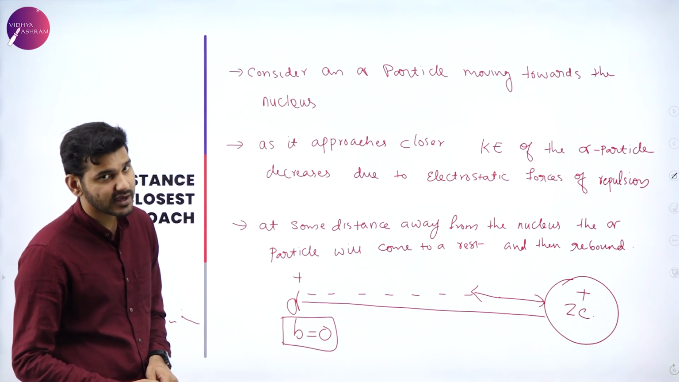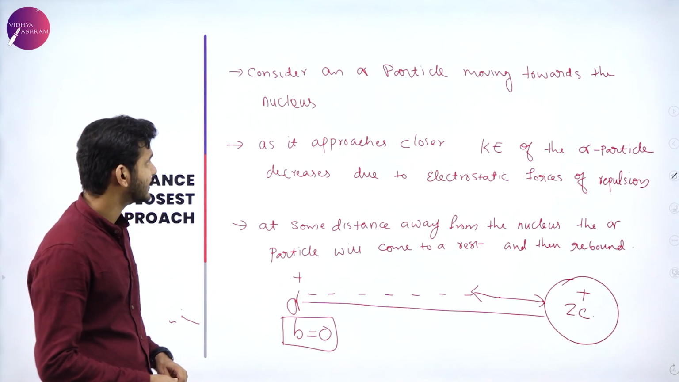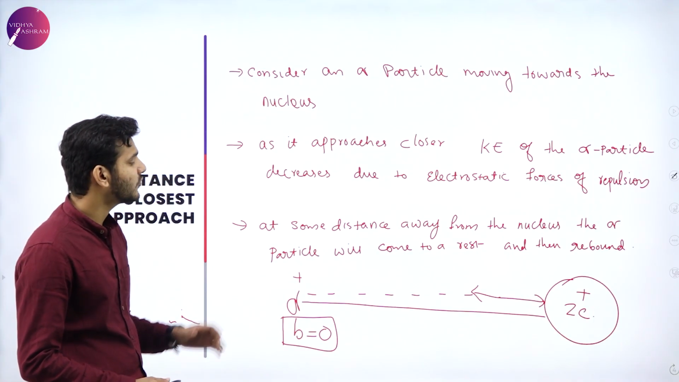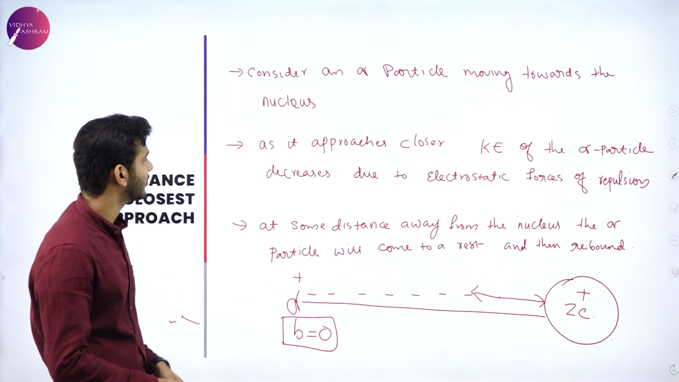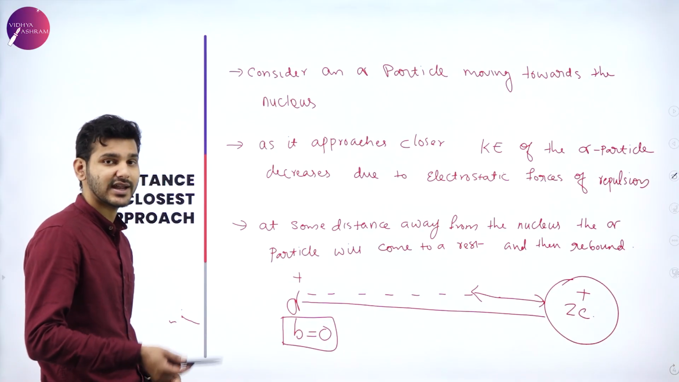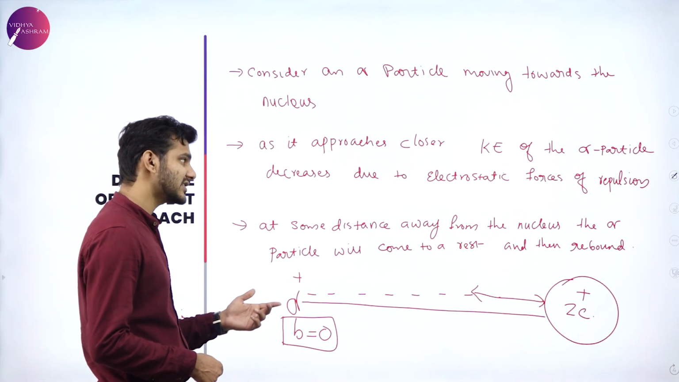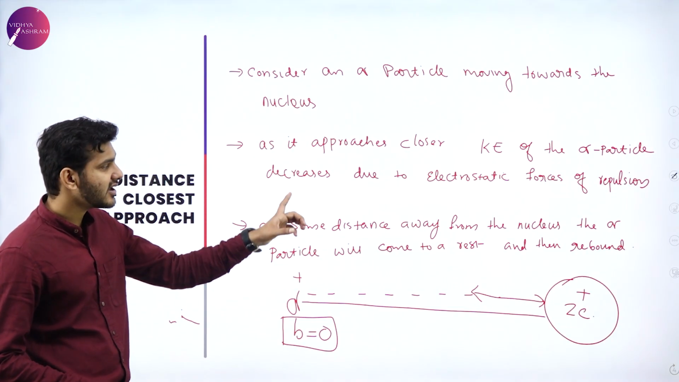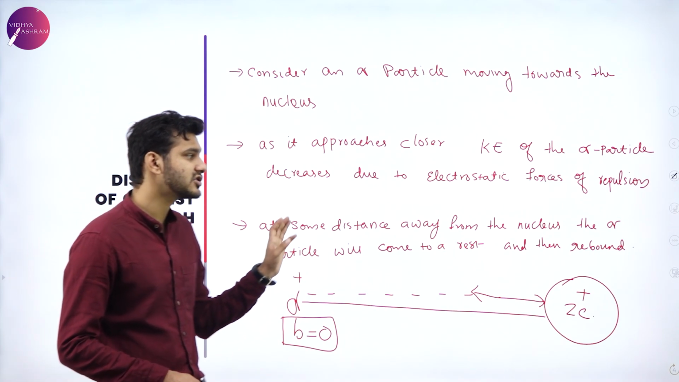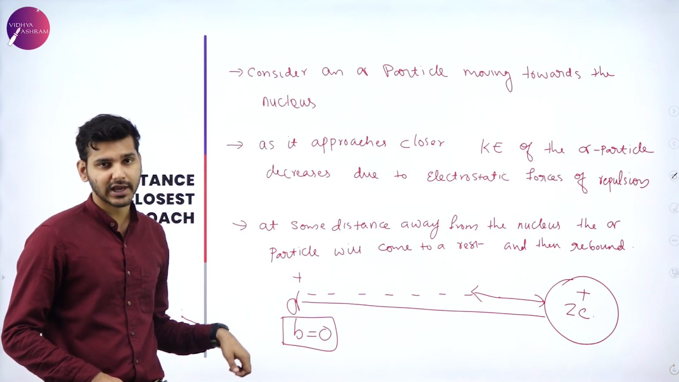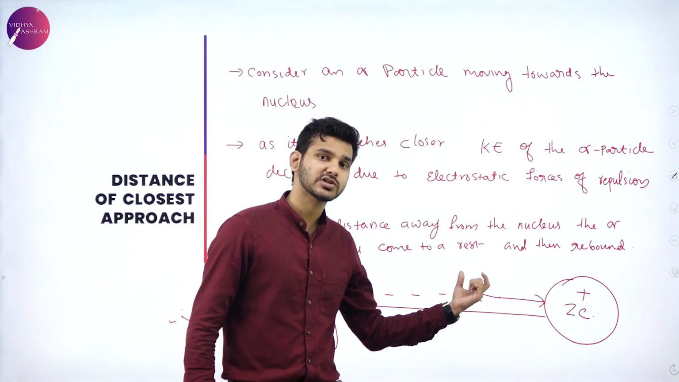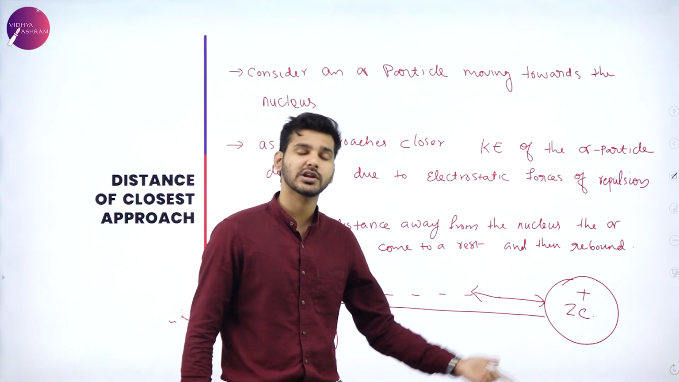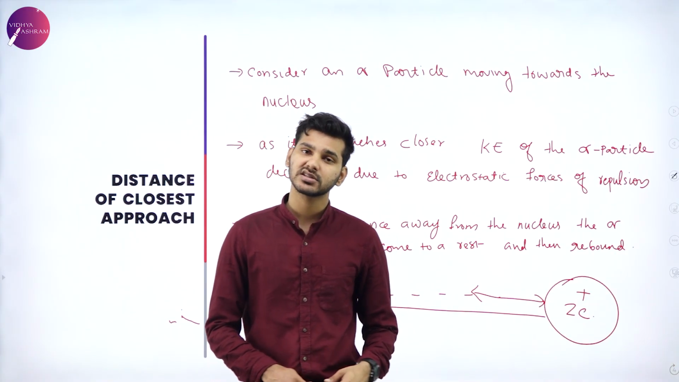So you can actually define the distance of closest approach by first considering an alpha particle which is moving towards the nucleus with impact parameter b equal to 0. As it approaches closer, the KE, that is the kinetic energy of the alpha particle, decreases due to electrostatic forces of repulsion. And at a particular distance away from the nucleus, the alpha particle will come to rest and then rebound back. So, where the alpha particle comes to rest, that is the maximum position it can attain near that particular nucleus. That particular distance is known as the distance of closest approach.